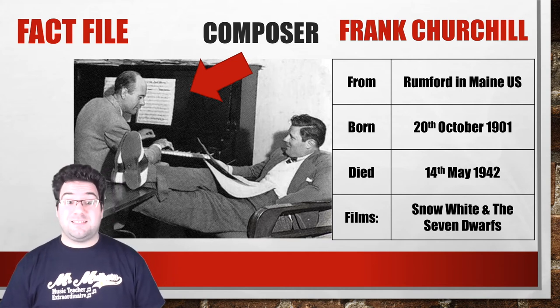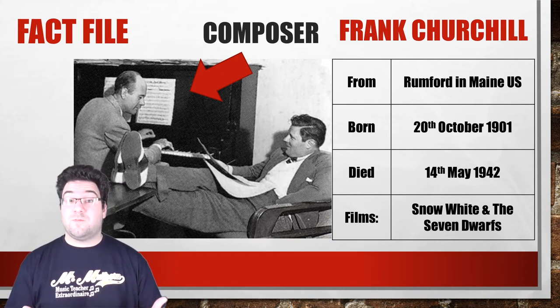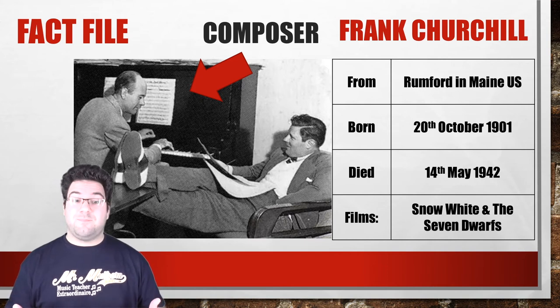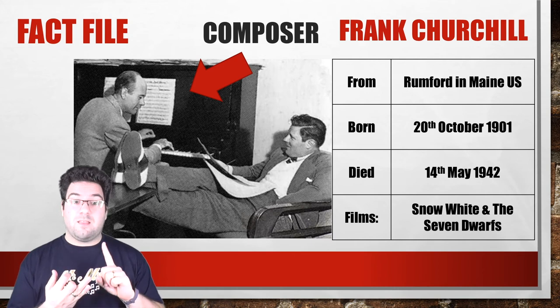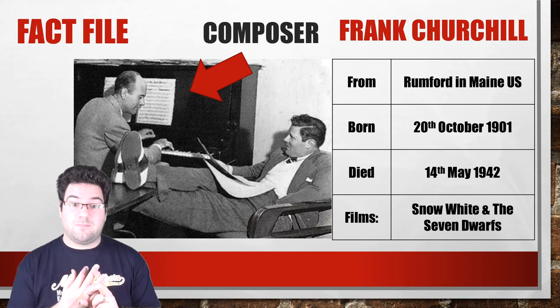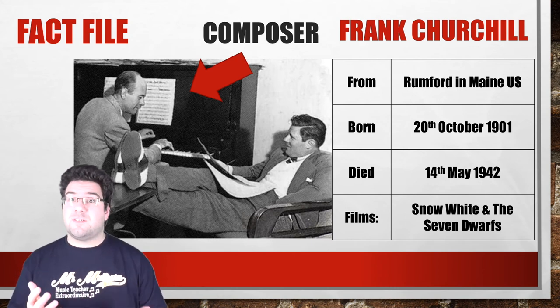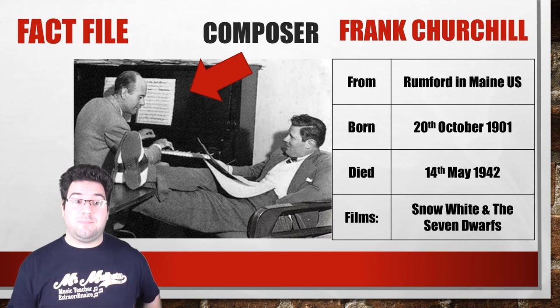In 1937, he was chosen to score for Snow White and the Seven Dwarfs. The reason for this? He wrote catchy songs, very cleverly written. And because of that, it made the songs really popular.